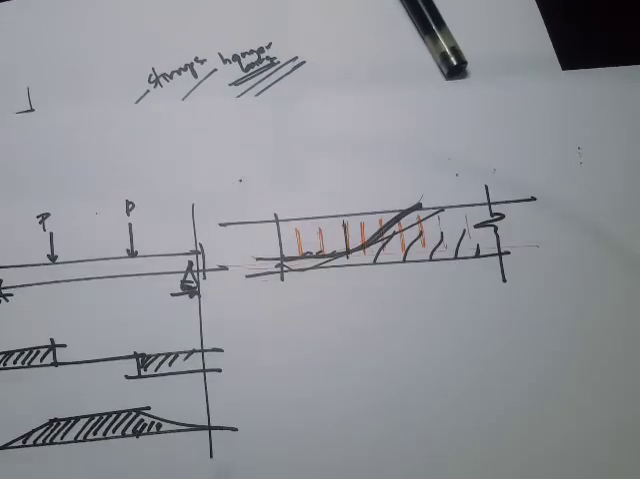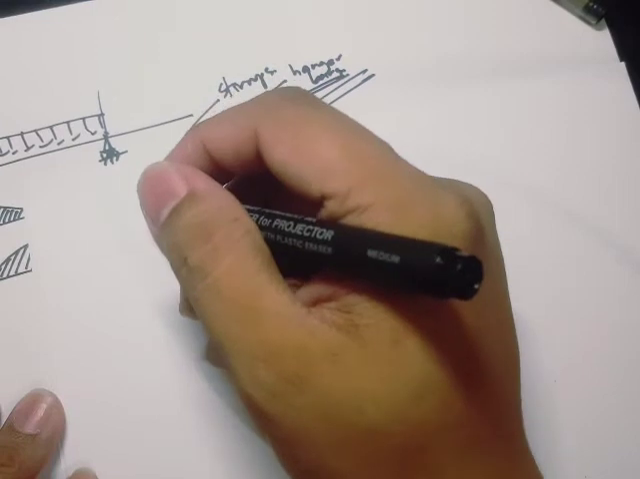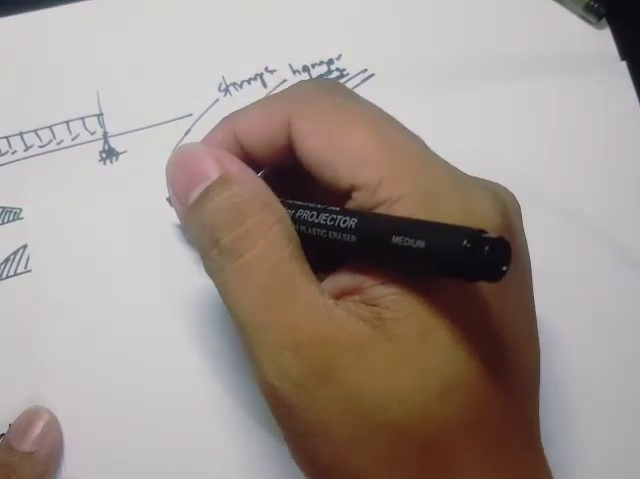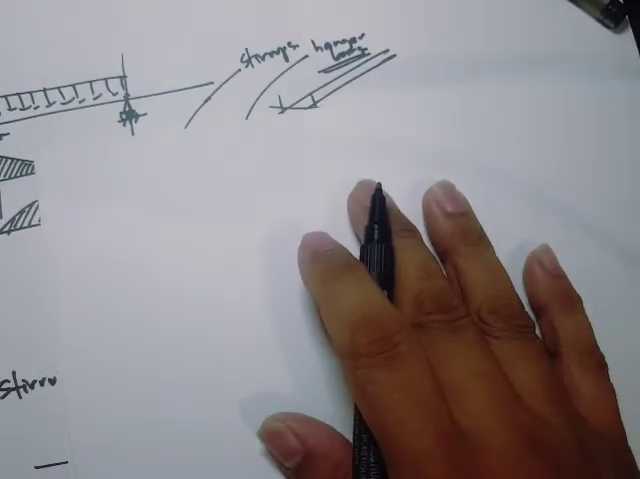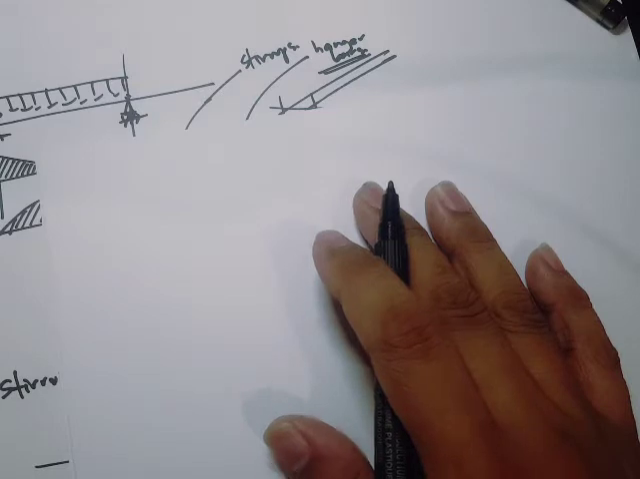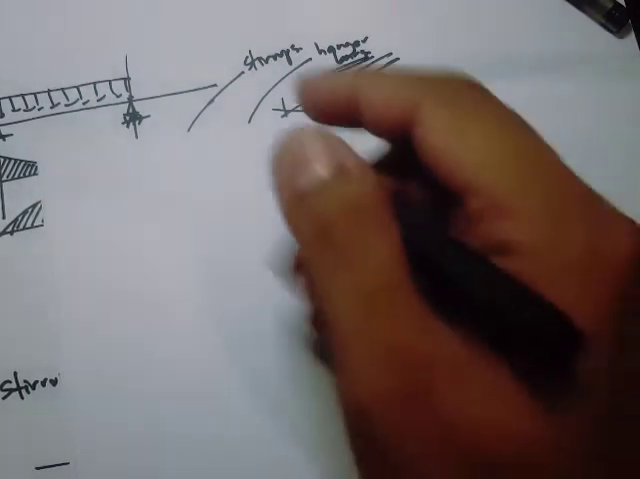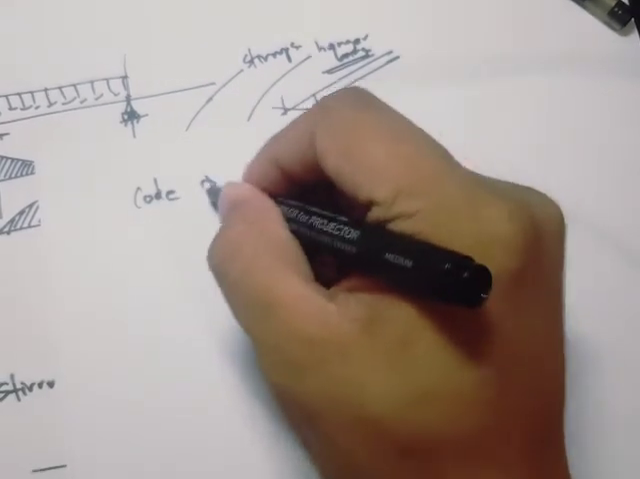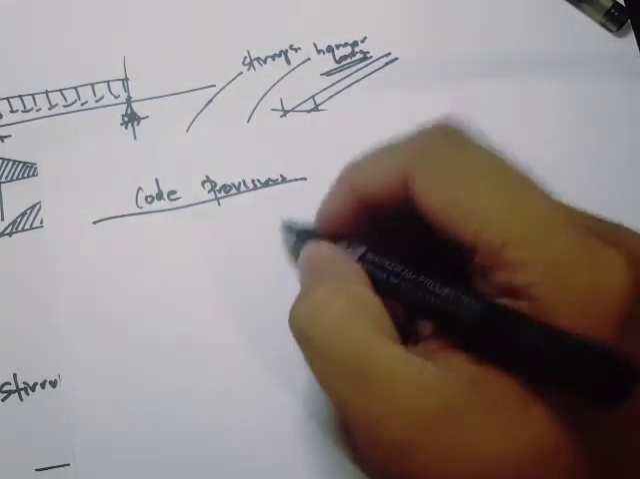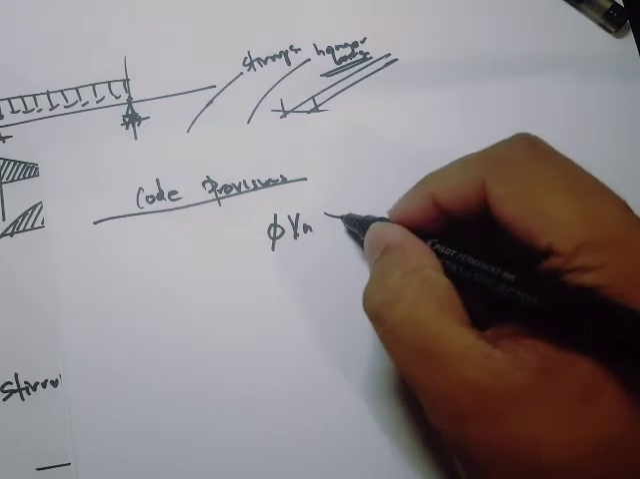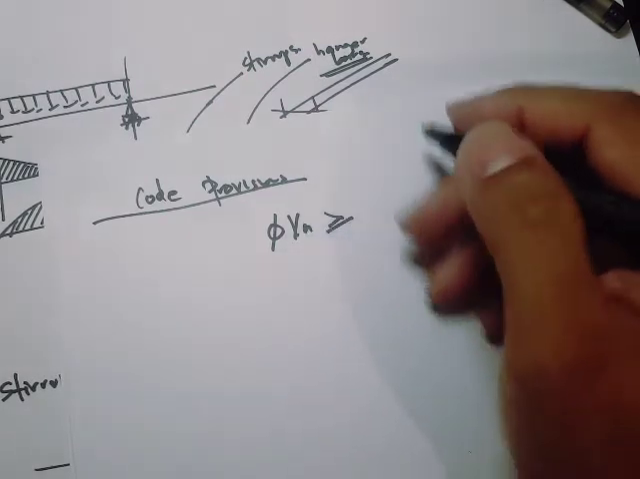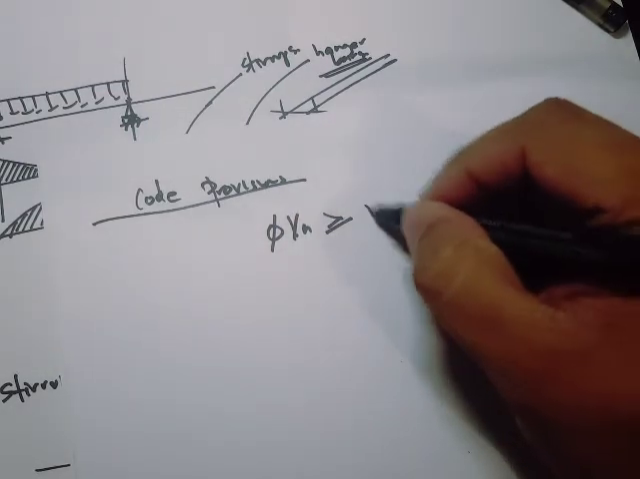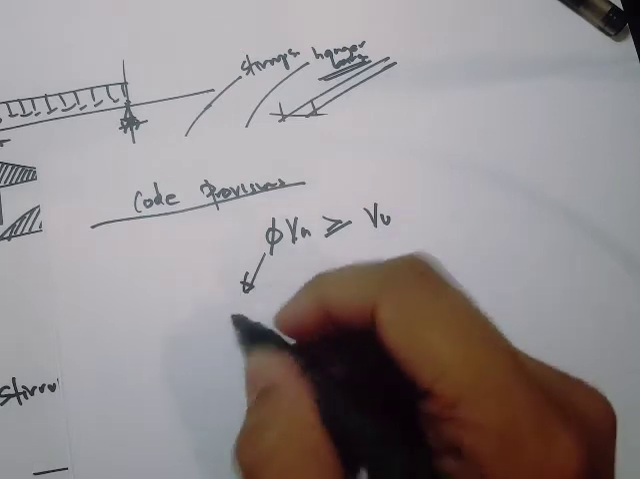let's now move to the code provisions. Recall that we are still in the LRFD approach when we're dealing with reinforced concrete and steel structures. For timber, in the later part of the course, we're going to use the ASD approach. For the code provisions, recall the LRFD expression: the factored capacity, or shear capacity, of the material should be greater than the factored loads. The reduction factor is 0.75.